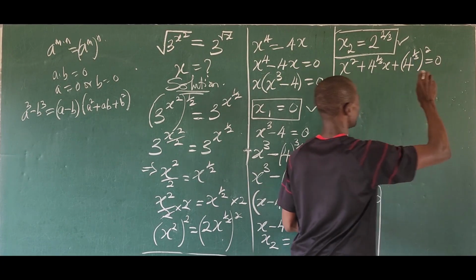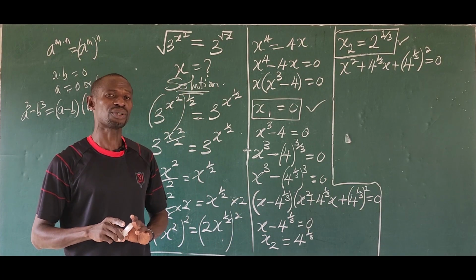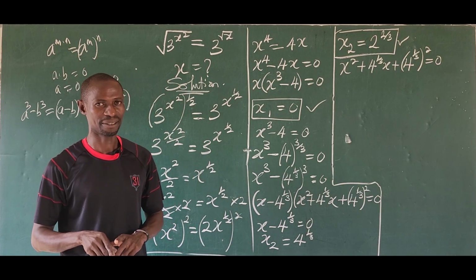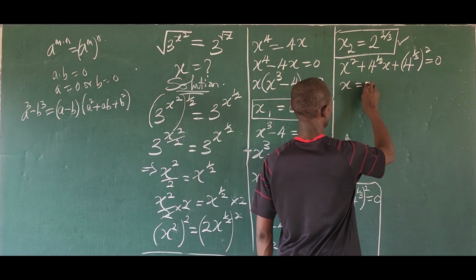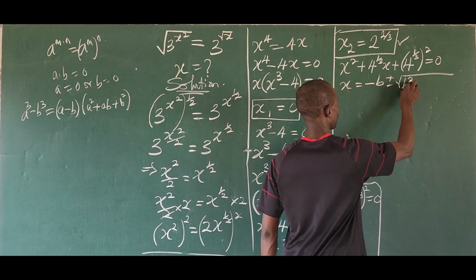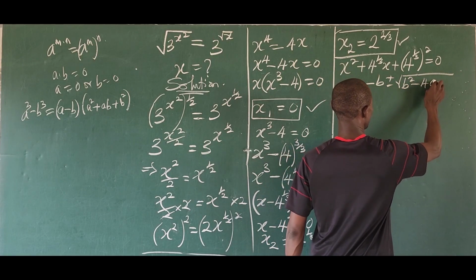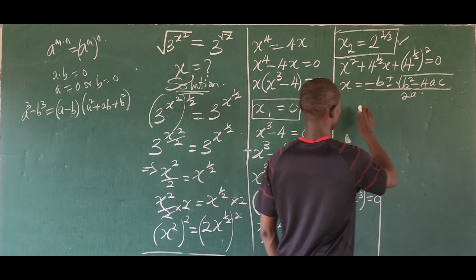This is equal to 0. So here we have a quadratic equation. I want to use the formula method to solve for this. It is pretty easy. So we have our x, our formula says minus b plus minus the square root of our b squared minus 4ac all over 2a.